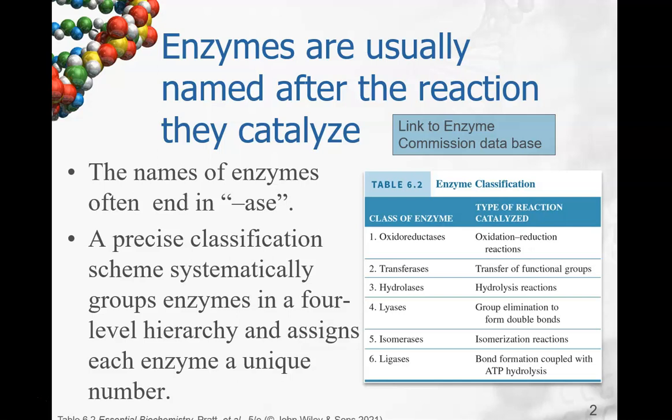There is a precise classification scheme that groups the enzymes in a 4-level hierarchy and assigns each enzyme a unique number. And this number is based on function. So, for example, you could have malate dehydrogenase from lots of different species, but it catalyzes the same reaction, so it would be given the same enzyme classification number.